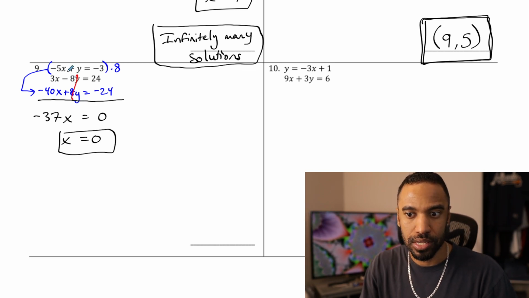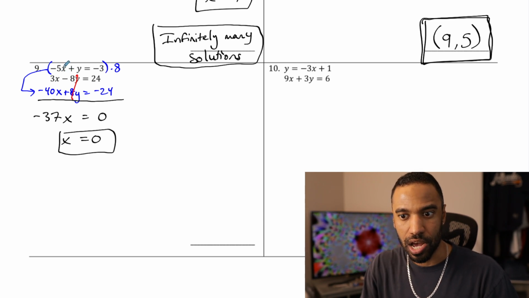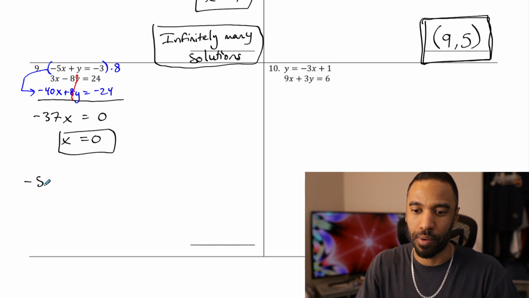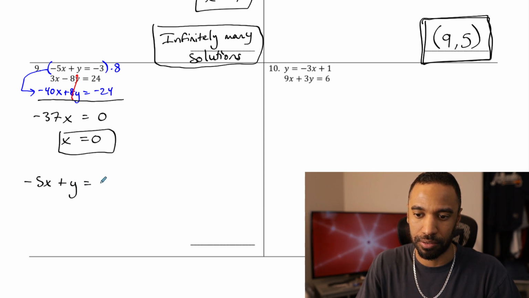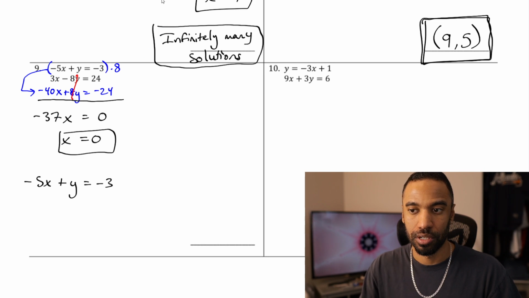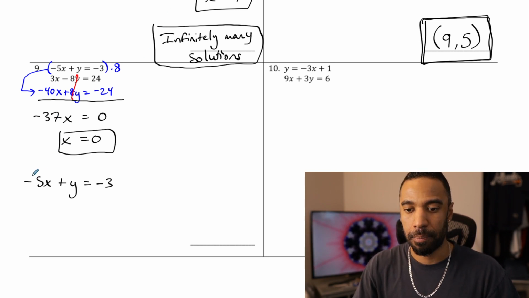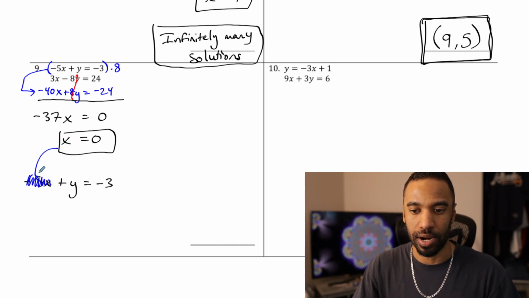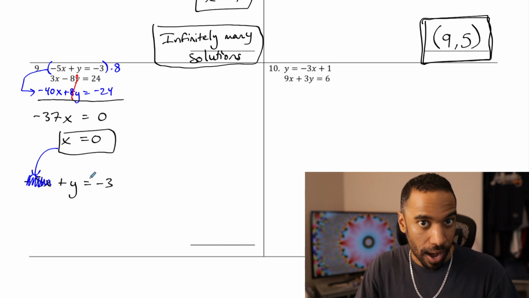I can substitute this into any equation. I'm really going to choose that top one here. Check this out. Let me rewrite the top one and show you what I'm talking about, which makes this really easy. If x is 0, what's negative 5 times 0? Well, it's 0. So this term just goes away when I substitute 0 for x, and you're left with y equals.